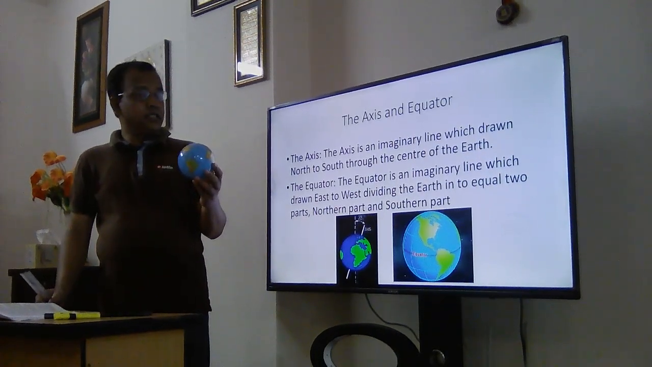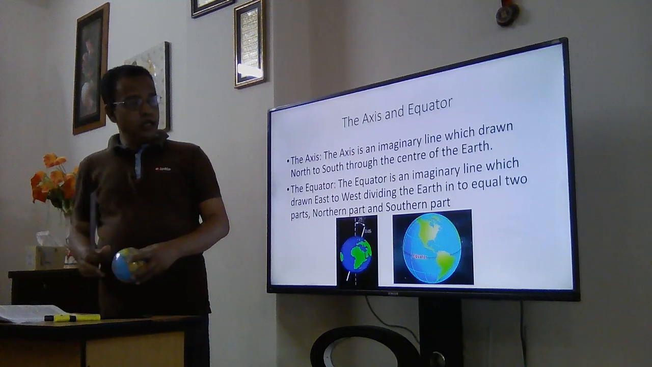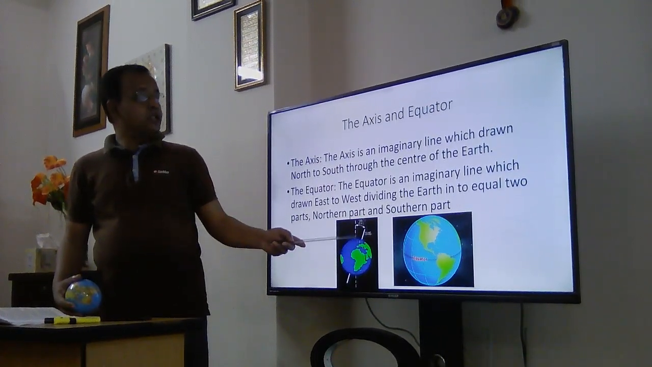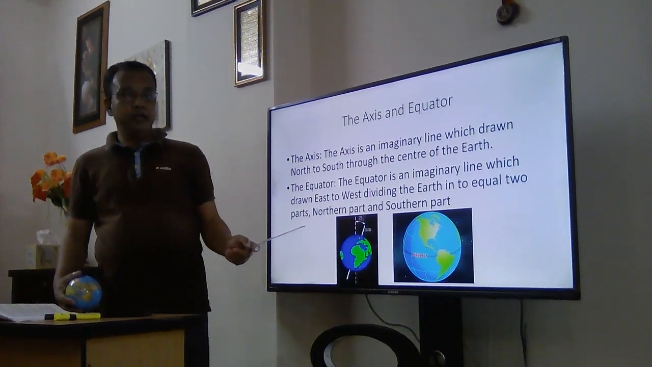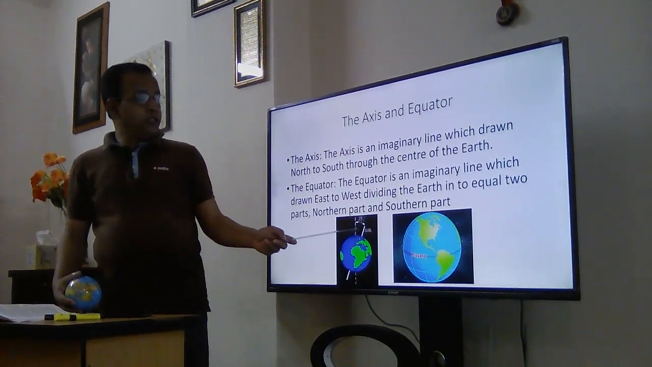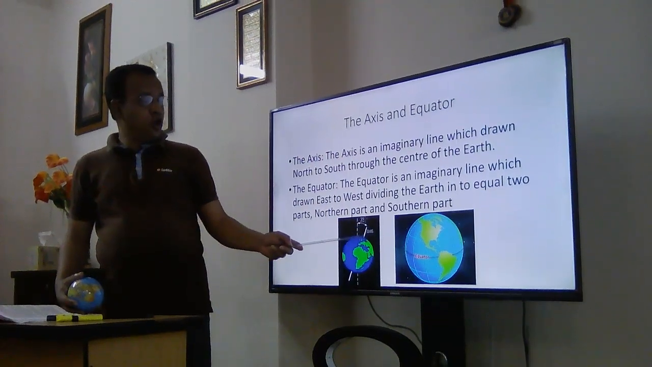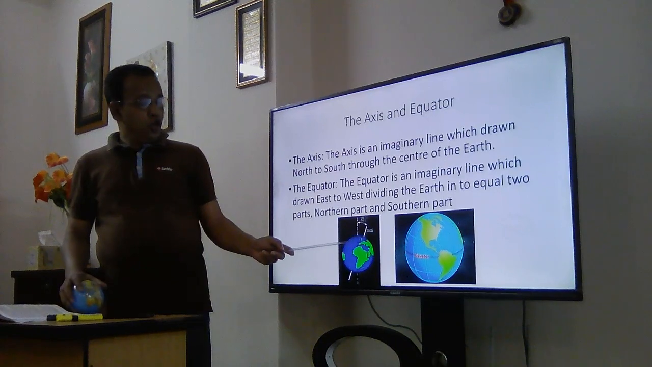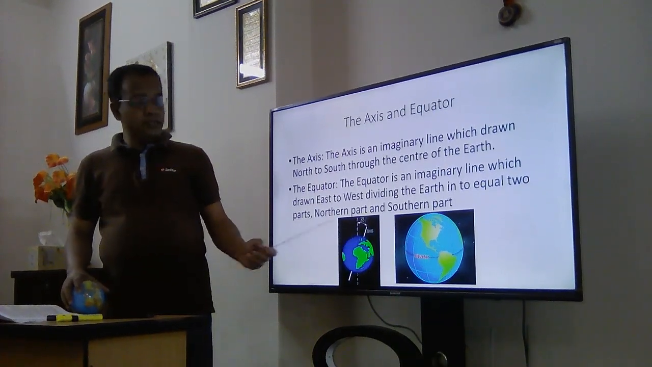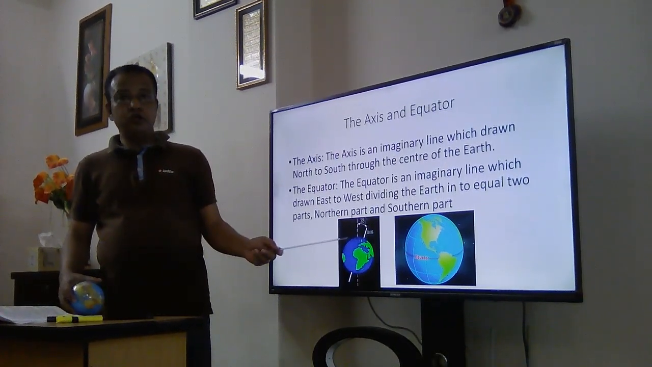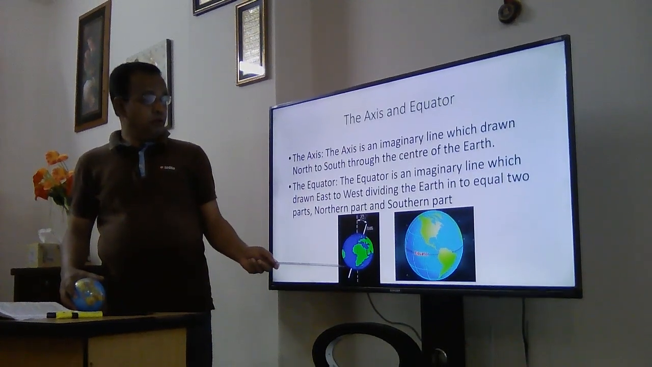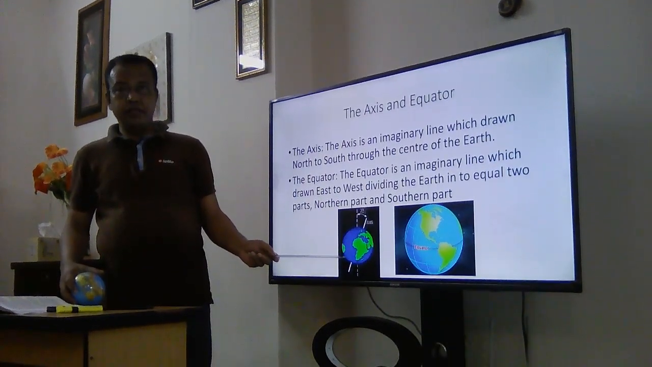But what is axis? Axis is an imaginary line which is drawn north to south through the center of the earth. The north extreme point of the axis is known as the North Pole or Arctic, and the south extreme point of the axis is the South Pole or Antarctic.